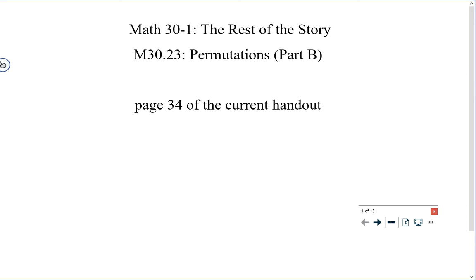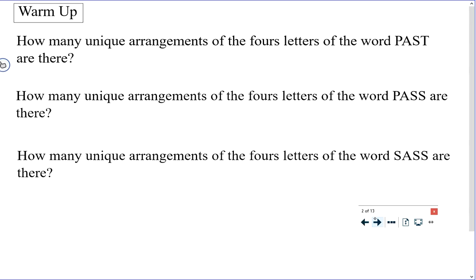What we're going to do today is finish off our work with permutations. This is lesson 30.23 part B, and it can be found on page 34 of your lesson handout. As a warm-up, there are three questions we have to answer. The first question is, how many unique arrangements of the four letters of the word past are there?